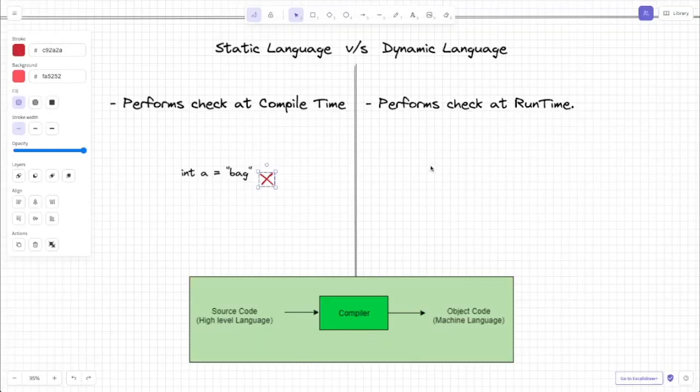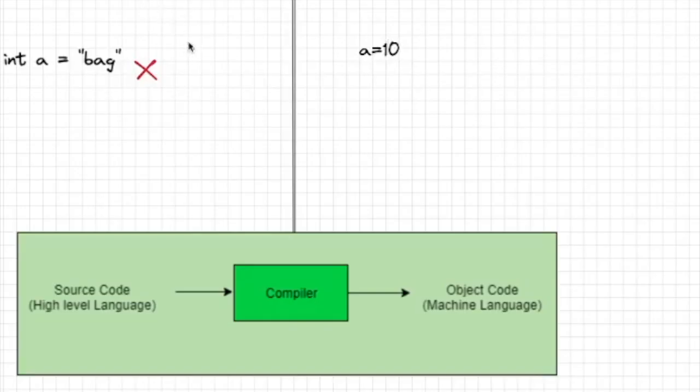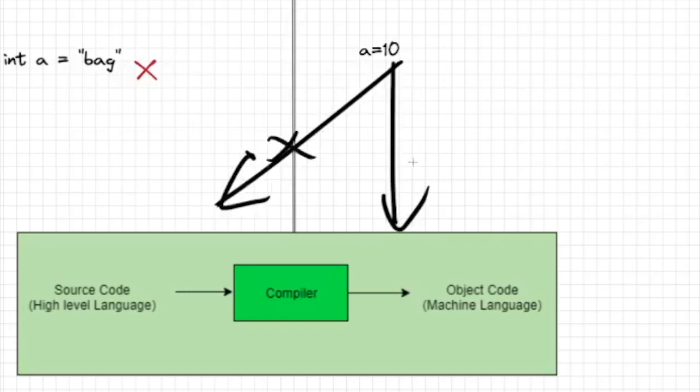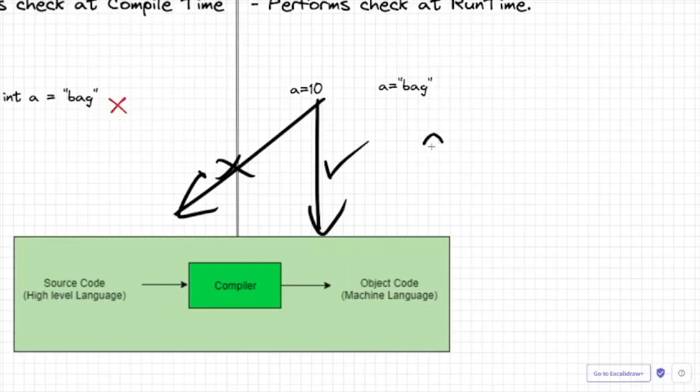How do we get an error in dynamic language? Assume we give a = 10. This is going to be checked at runtime. We're going to get the type at runtime, not at compile time. Now, if we reassign a to a string, "bag", will this give an error? If you feel this will give an error, it won't, because we are reassigning. First, a was pointing to 10. Now we are making a point to the string "bag".